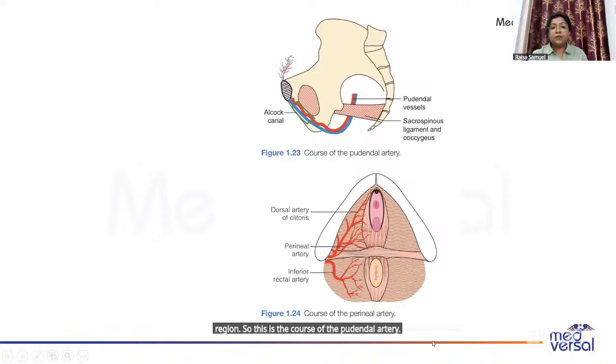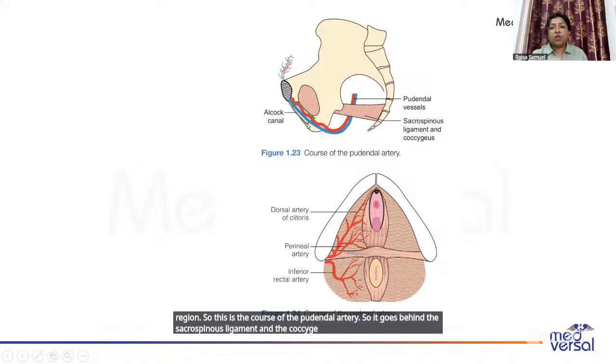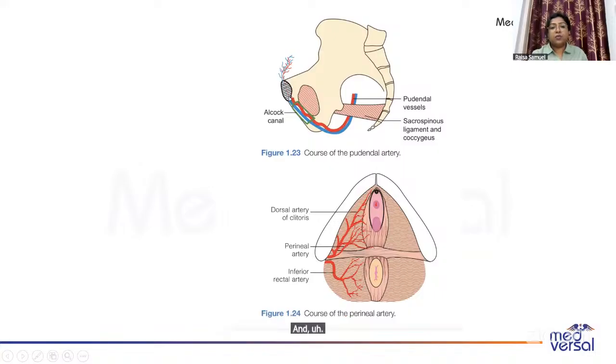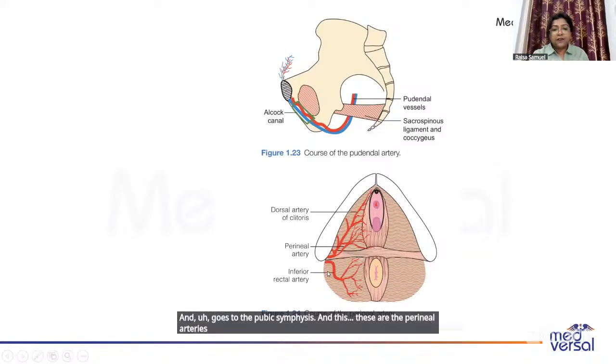So it goes behind the sacrospinous ligament and the coccygeus muscle, along with the pudendal vein, and goes to the pubic symphysis. And these are the perineal arteries. This inferior rectal artery, perineal artery, dorsal artery of the clitoris, these all supply the muscles of the perineum and the other structures of the perineum.